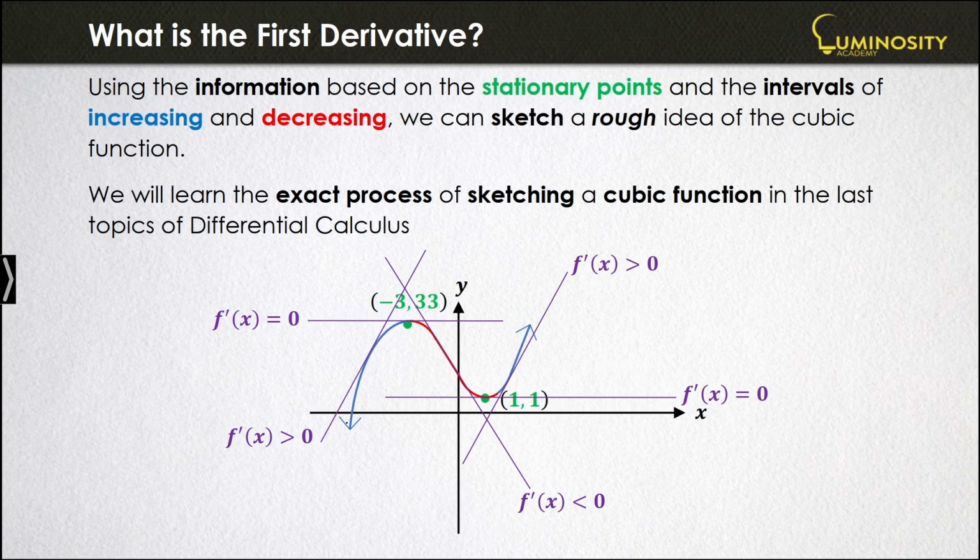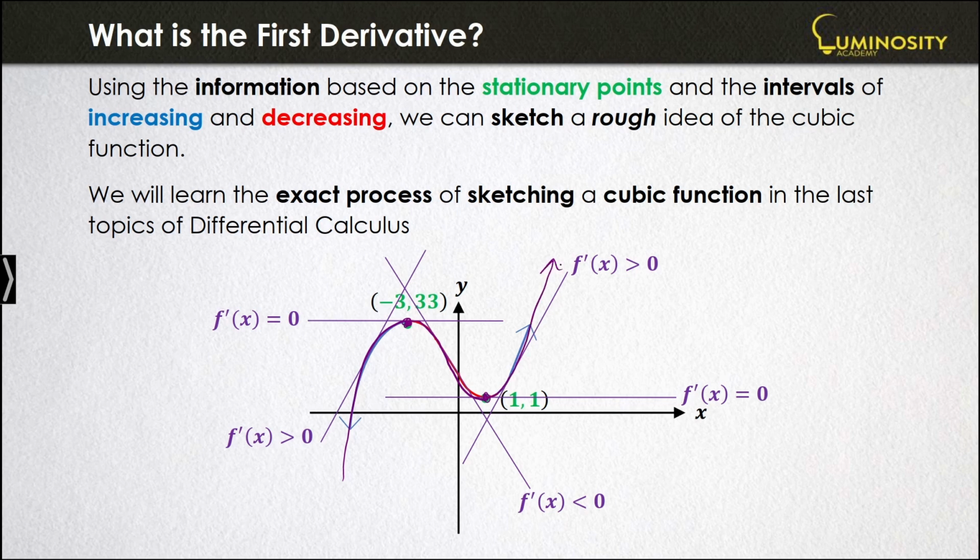So we'll learn the exact process of sketching a cubic function, but I thought let me show you what it looks like now so you get an idea. So we have our stationary points. There's one, (negative 3, 33), and (1, 1). And then we saw from the interval, from negative infinity to negative 3, the graph was increasing the whole time. So it's just going up, increasing. It reaches a stationary point and then starts to decrease on this interval, negative 3 to 1. Reaches another stationary point and then turns again and starts to increase again.